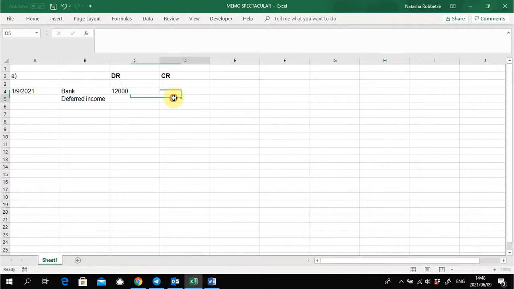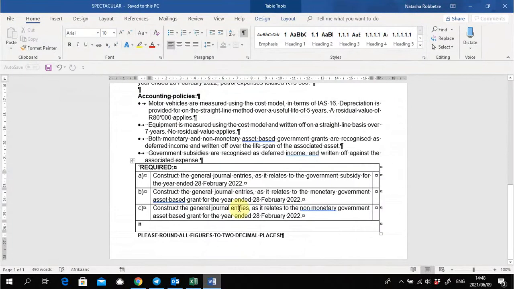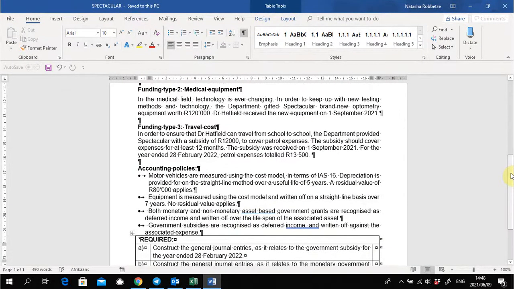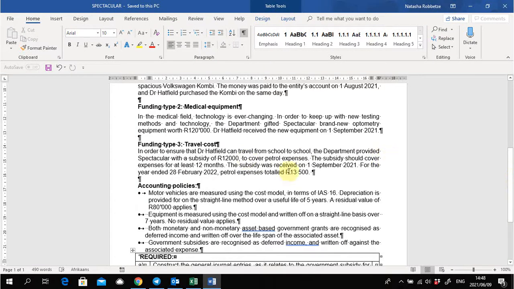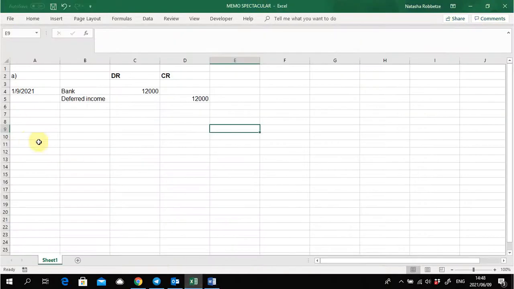It's very important to notice that it should be used for 12 months. The question says it should cover, let me just go back, so should cover at least 12 months. That is very important information that we have there. Then on the last day of the financial year, it will be 28 February 2022. They have told us that the petrol expenses for the year was 13,500.